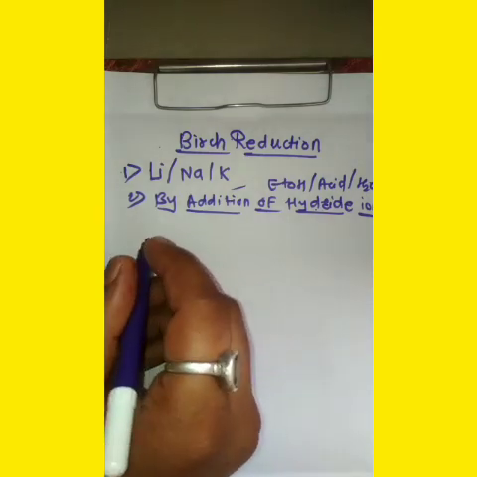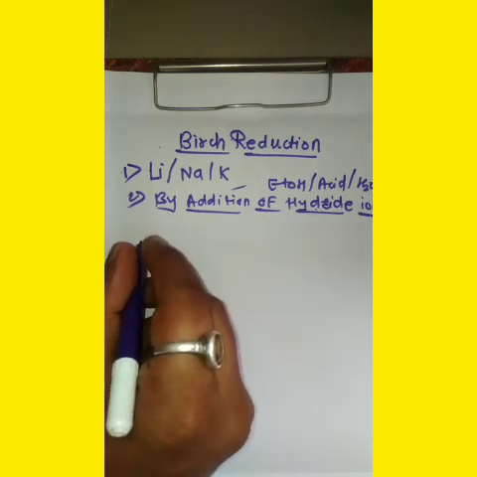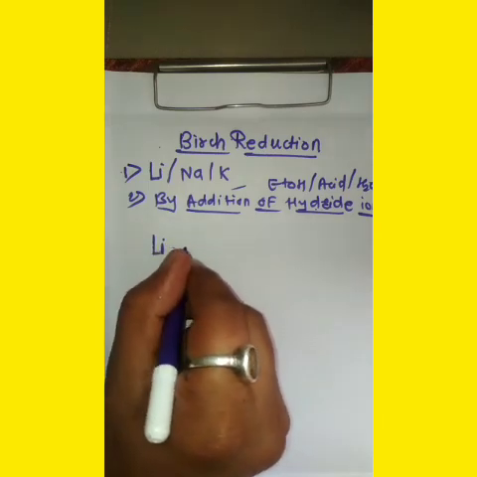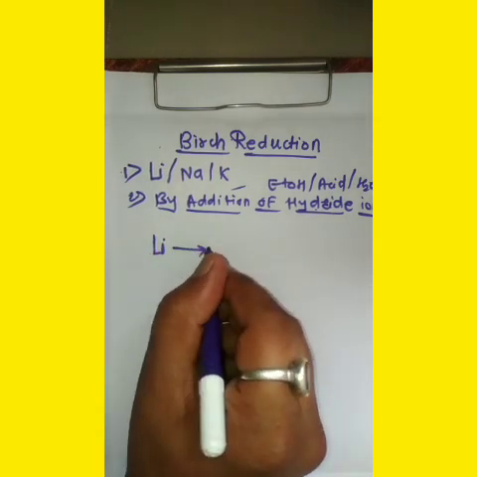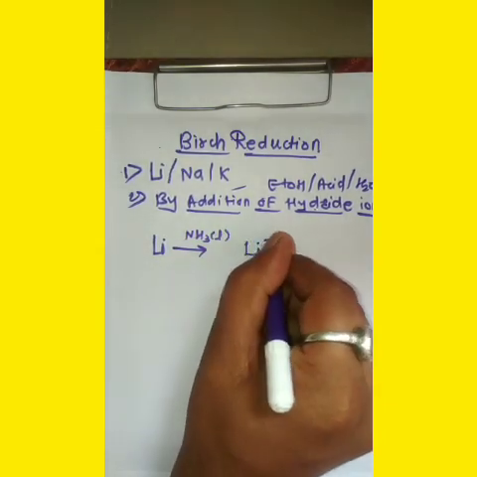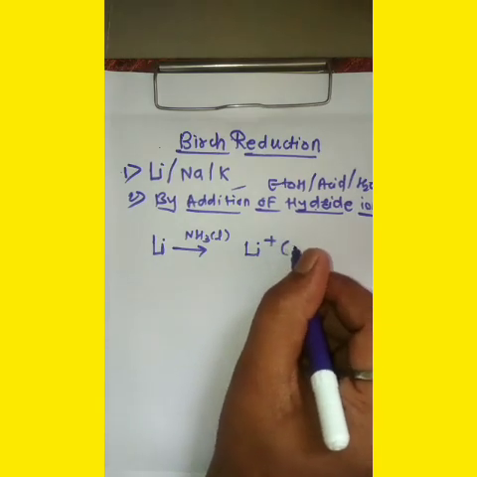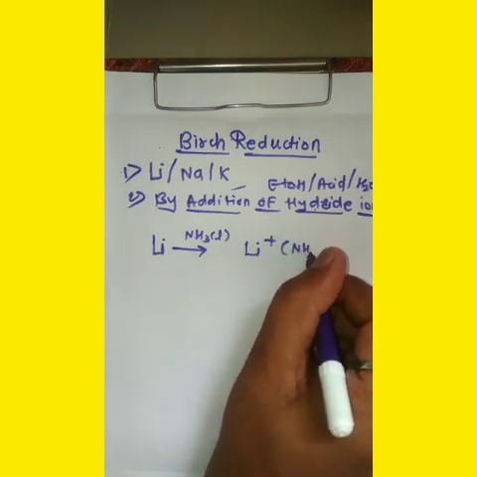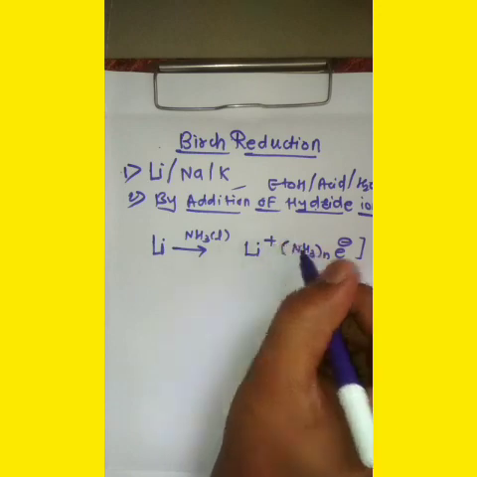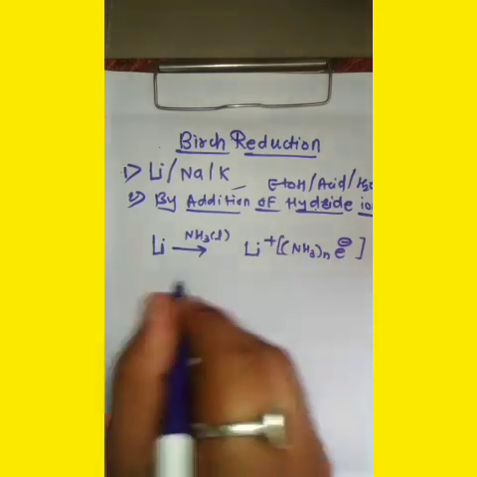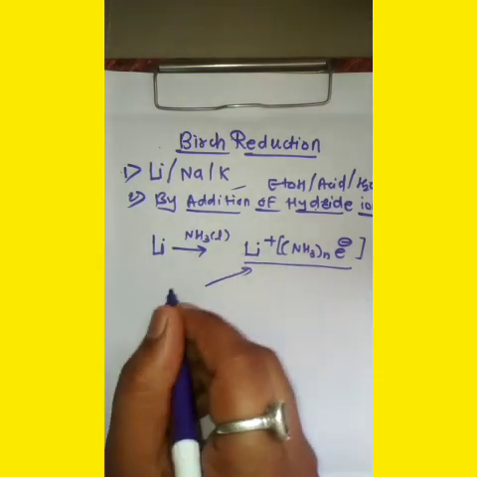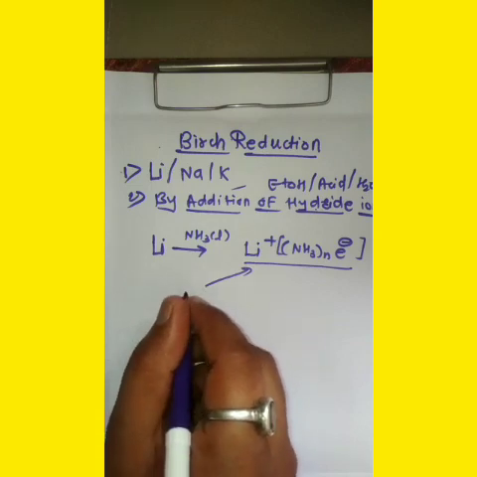So in Birch reduction we use solvated electrons. They can be generated like this: lithium in liquid ammonia gives lithium cation along with electrons. Because of the solvated electrons, the color of the solution is blue.